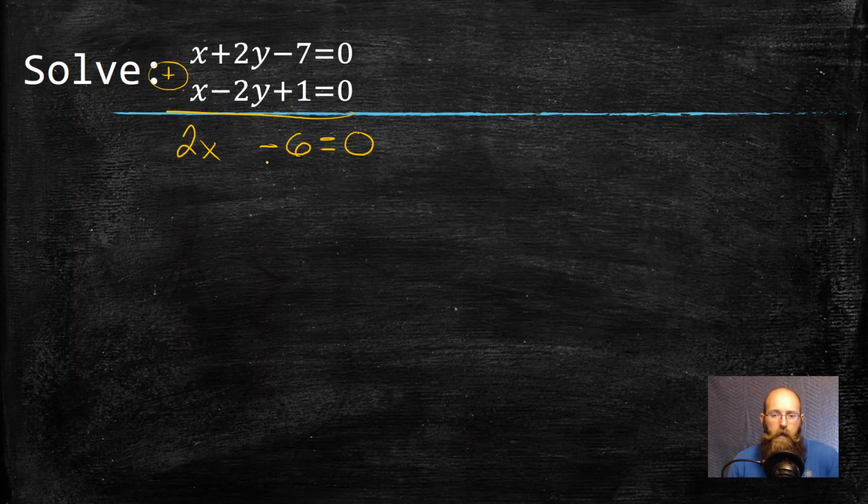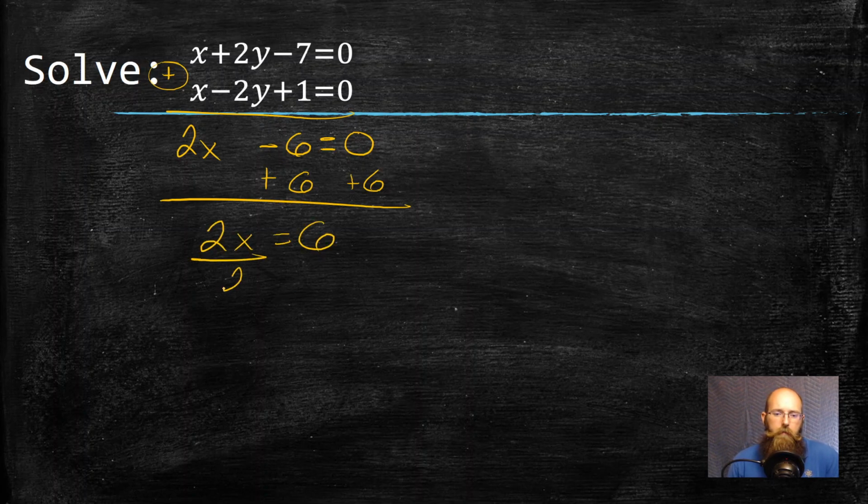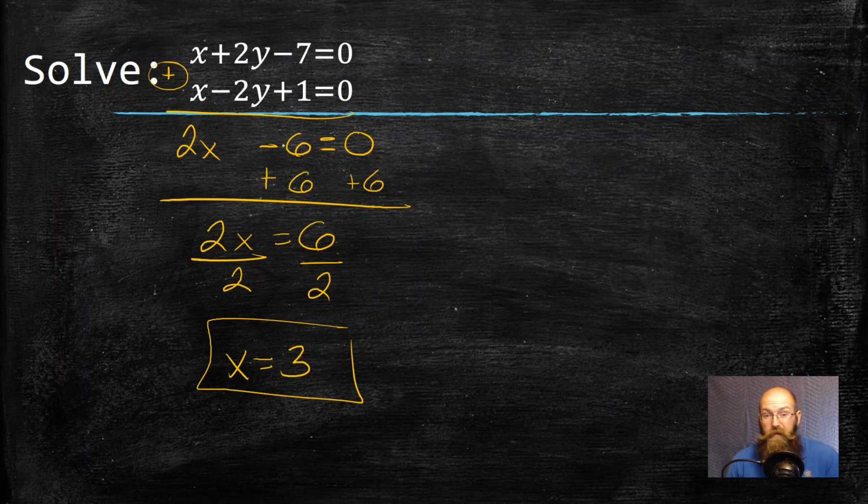Now I need to solve for x still. So I'm going to add 6 over. So 2x equals 6. Now I have to divide by 2 so that I can get my x by itself, and then x equals 3. But I'm not quite done yet. Solving a system, right? These have x's and y's. I only have my x. I still need to find my y.